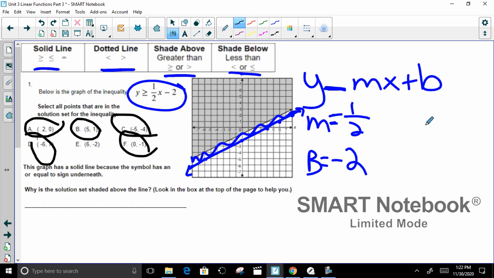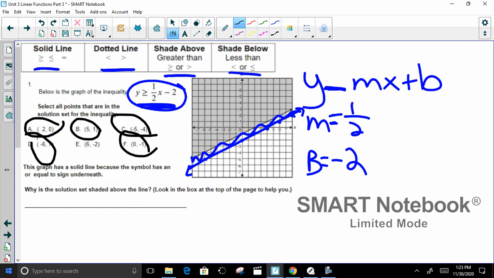This graph has a solid line because the symbol has an equal and or equal to sign underneath it. Okay, and remember, when it has a solid line, that means any point on the line is also a solution, would also make that inequality true.